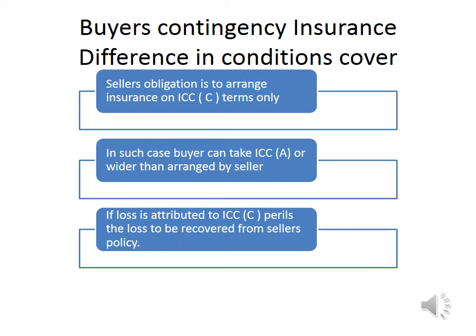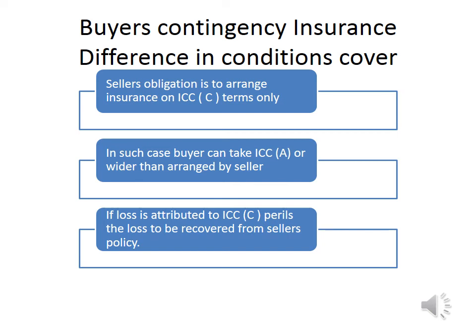So whenever the insurance policy is on ICC terms only, in such a case buyers can take ICC A or wider than that arranged by the seller. That policy is possible. You can always tell that I want ICC A. ICC A is in a way an all risk policy which covers different types of losses. Of course, if it is falling in an exclusion, the insurance company would not pay. But you can take this policy and come out of the named peril policy, which is a basic policy. If the loss is attributed to ICC perils, then the loss is recovered from the seller's policy.